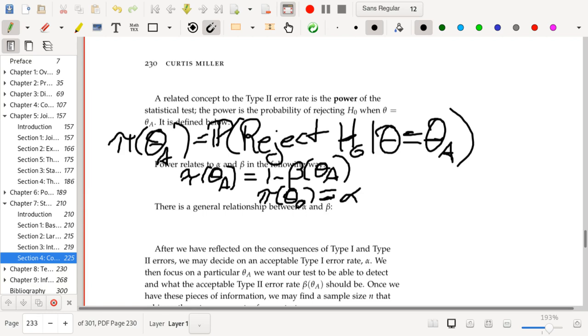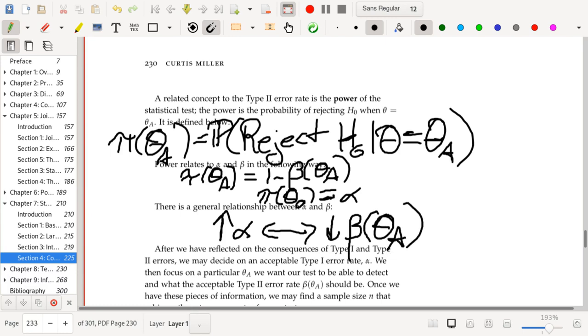Based off of this, we actually have the following relationship between alpha and beta. You can increase your type 1 error rate to decrease your type 2 error rate for theta A in general. So that means that type 1 and type 2 errors are, you can tell from how they were described, kind of mutually exclusive things.